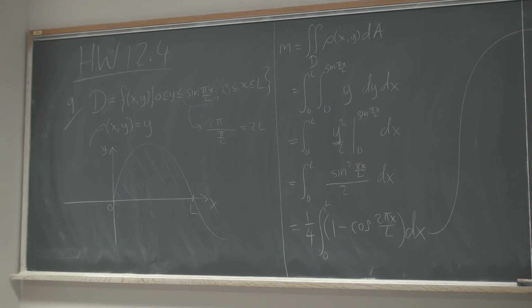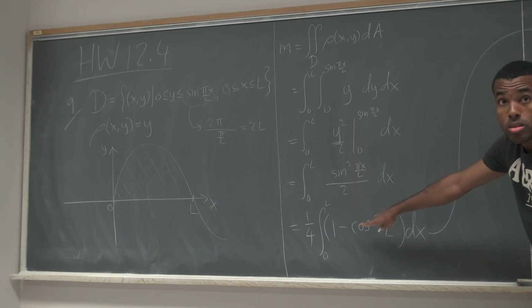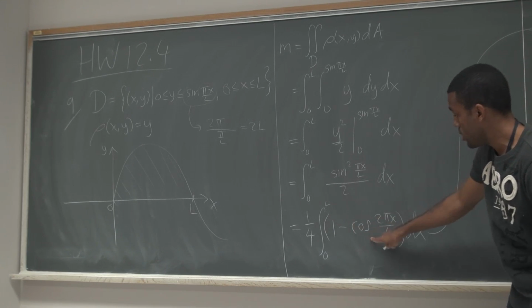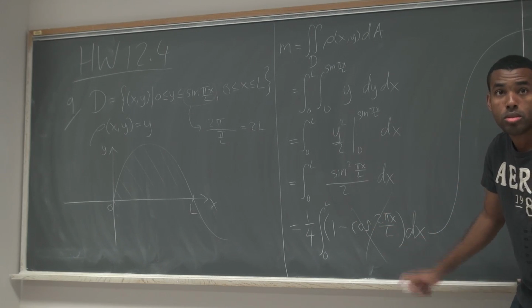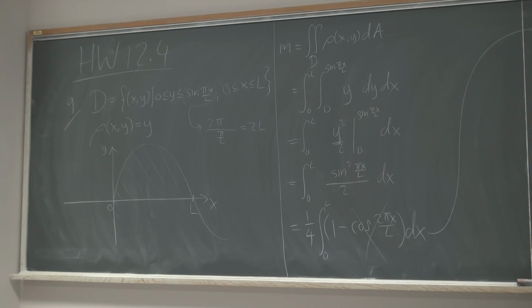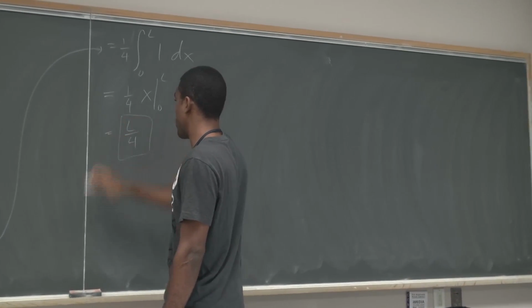So let's continue. Well, the period of this guy would be L though, right? So we're integrating from 0 to L of this. I can essentially ignore the cosine if I choose. So I can ignore the cosine, so this is really just 1/4 of the integral from 0 to L of 1 dx. So then this is 1/4 x between 0 and L, which is L over 4. That's the mass.